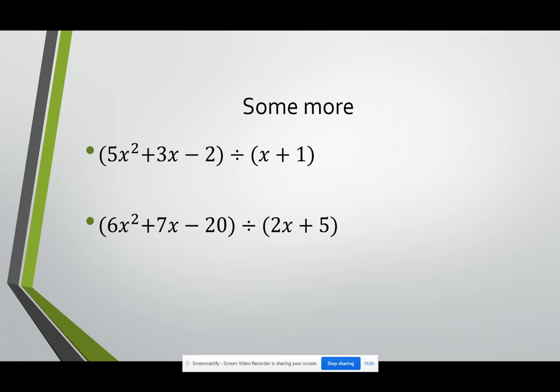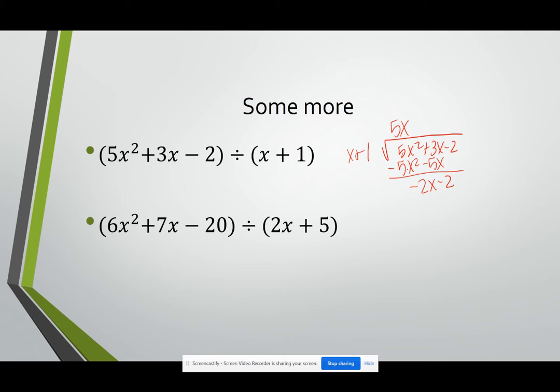These two are going to be exactly the same. So we're going to do 5x squared plus 3x minus 2 with the x plus 1 on the outside. So this becomes 5x. So subtract 5x squared, subtract 5x, and we get negative 2x minus 2.